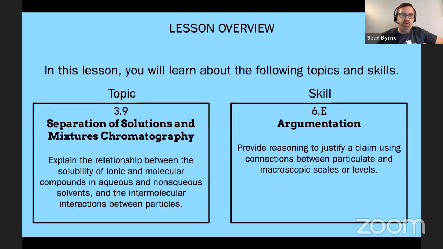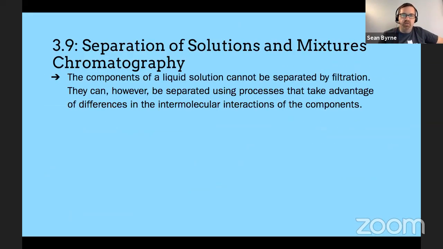Our next topic talks about 2 methods of separation, and we're going to be looking at the argument between the particles and the macros, like what we see from the outside and how that tells us about what's happening on the inside. Okay, we're going to look at 2 methods of separation where we're saying that we have a liquid solution that cannot be separated by filtration, right? So this is not a sand and water kind of a separation.